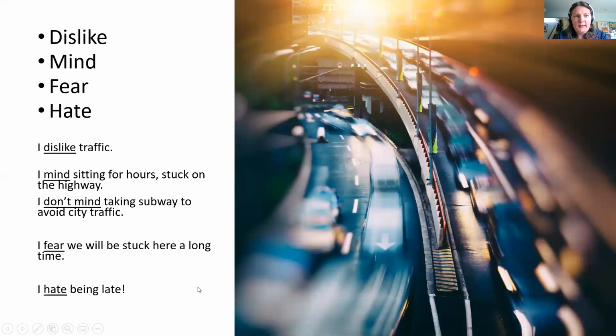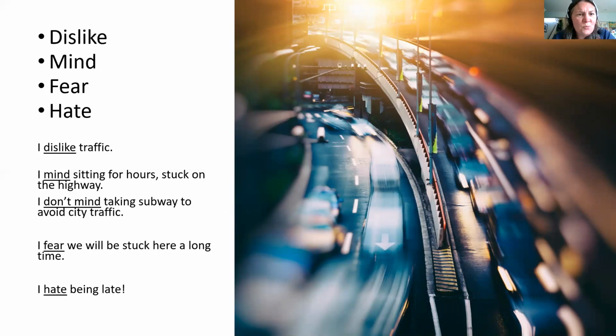And here we have another group, dislike, mind, fear, and hate. Now, mind here doesn't mean your mind, not this noun. To mind means to be bothered by something. It bothers you. So I dislike traffic. I think we can all agree on that, right? We all dislike traffic. I mind sitting for hours stuck on the highway. That bothers me. I don't like it. I mind it. Now, we don't use that very often, to be honest. We simply say, I don't like it or I dislike it.